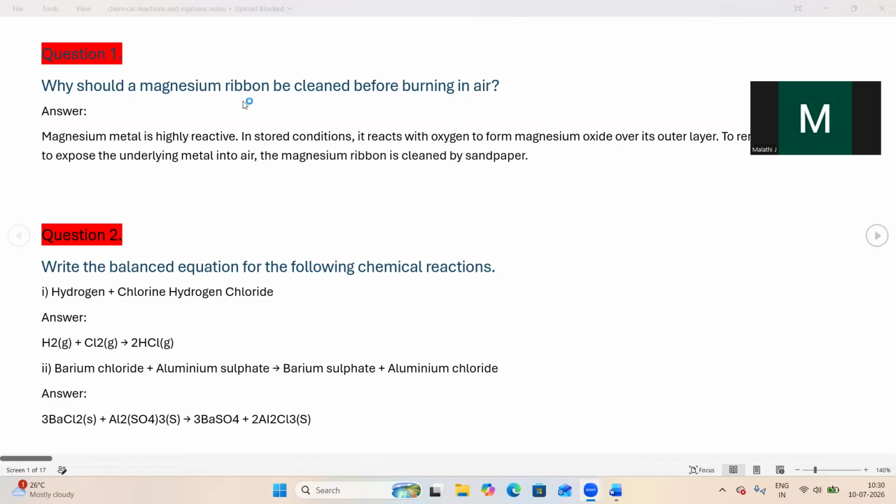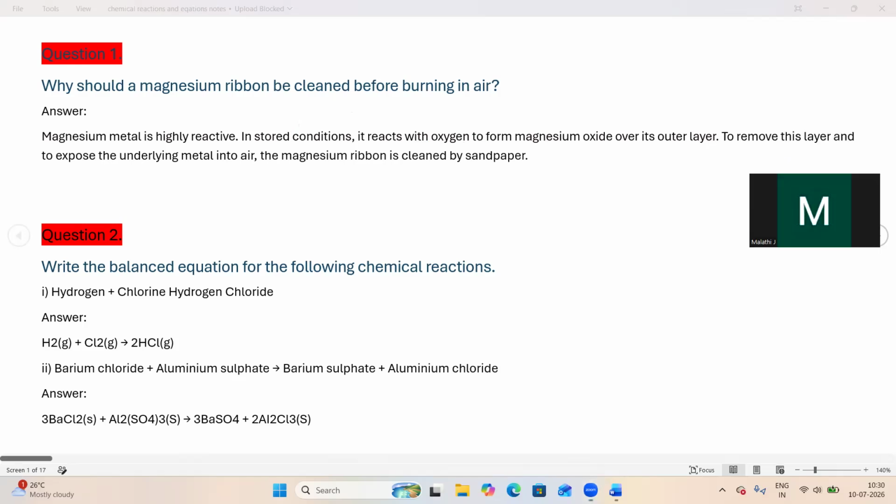Why should a magnesium ribbon be cleaned before burning in air? Magnesium metal is highly reactive. In stored condition, it reacts with oxygen to form magnesium oxide. To remove this outer layer, we have to rub it with a clean sandpaper. Then write balanced chemical equations for the following.